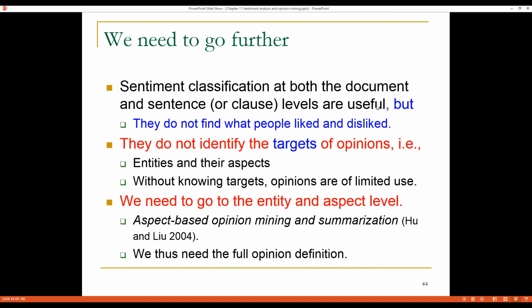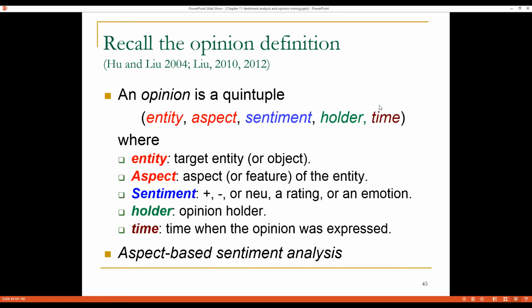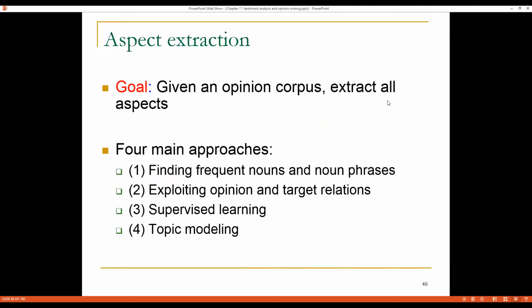And without knowing targets, opinions are of limited use. We need to go to the entity and aspect level. So thus, we need the full opinion definition. So if you recall, opinion is a quintuple: the entity, aspect, sentiment, holder, and time. For aspect-based sentiment analysis, our goal for the aspect in opinion corpus is to extract all the aspects, and there's 4 main approaches: finding frequent nouns and noun phrases, exploiting opinion and target relations, supervised learning, and topic modeling.